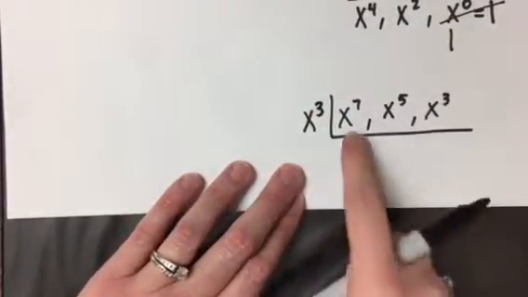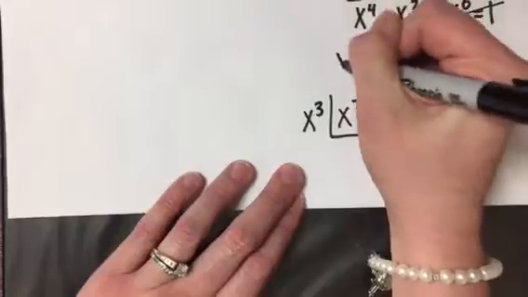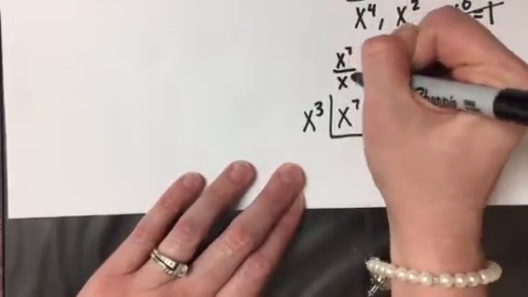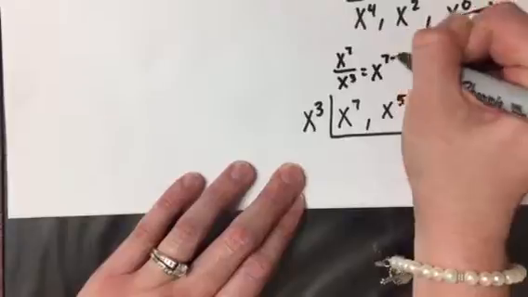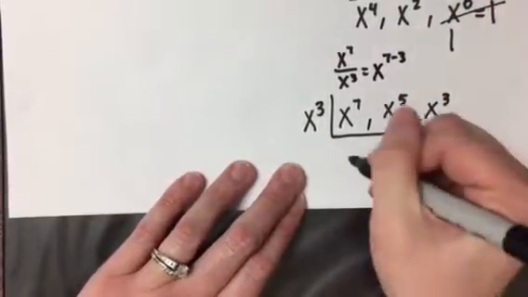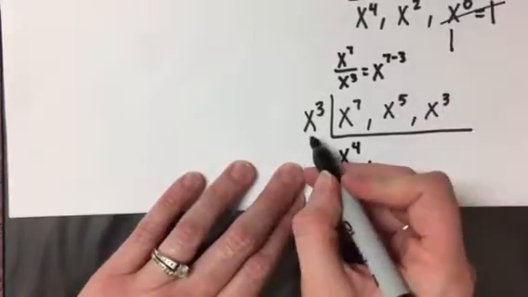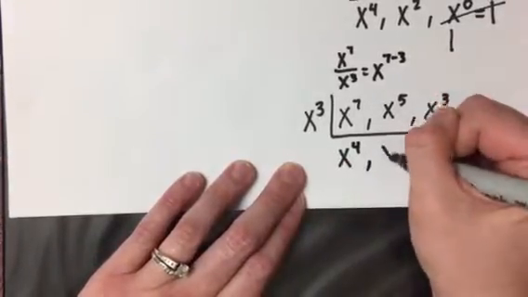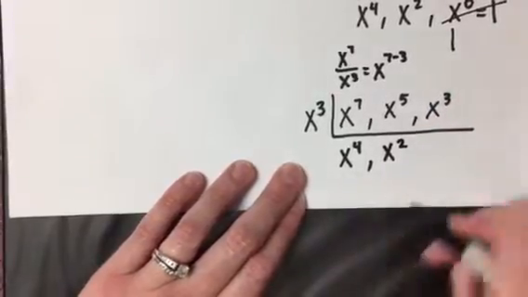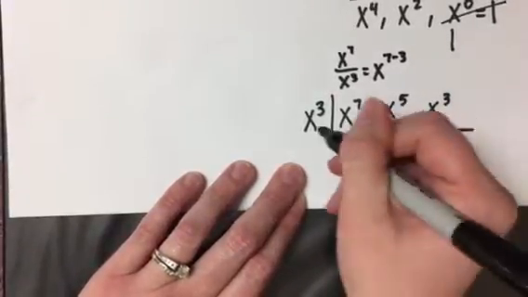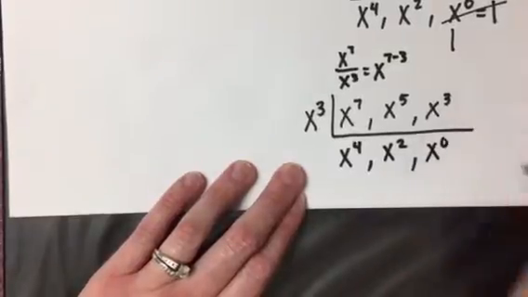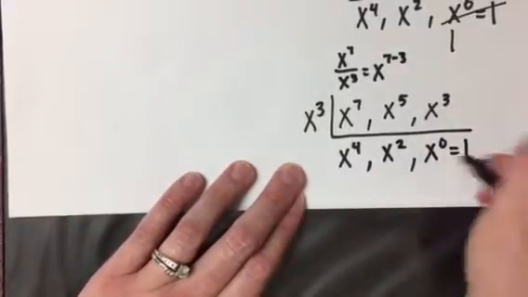When you divide x to the 7th by x to the 3rd, again, subtract the exponents. So 7 minus 3 is 4. X to the 5th divided by x to the 3rd, subtract those exponents gives us x squared. And x to the 3rd divided by x to the 3rd is x to the 0, or we can just say that equals 1. We get the same answer with fewer steps.